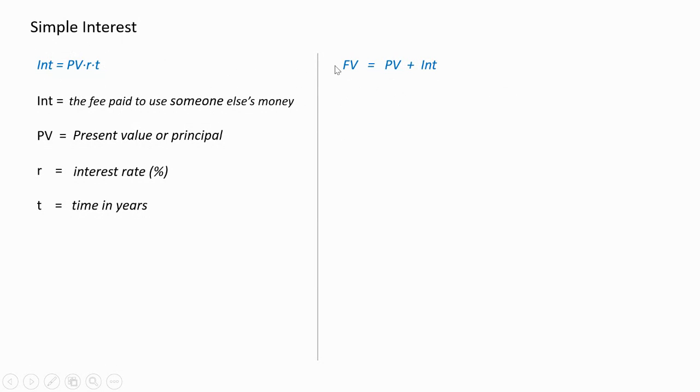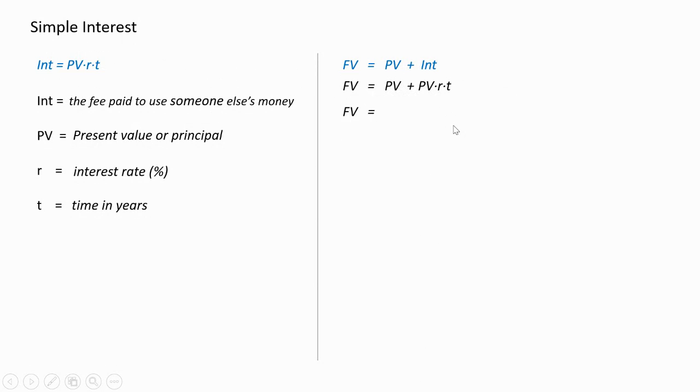Okay, but from this formula here, if the future value equals present value plus INT, which is the interest, we're going to get another formula from here. How are we going to do that? Is that we're going to plug in this PV RT into the INT here. Okay, you see here's my interest. Now here, we're going to factor out the present value, right? Because these two have in common the PV, which is a present value.